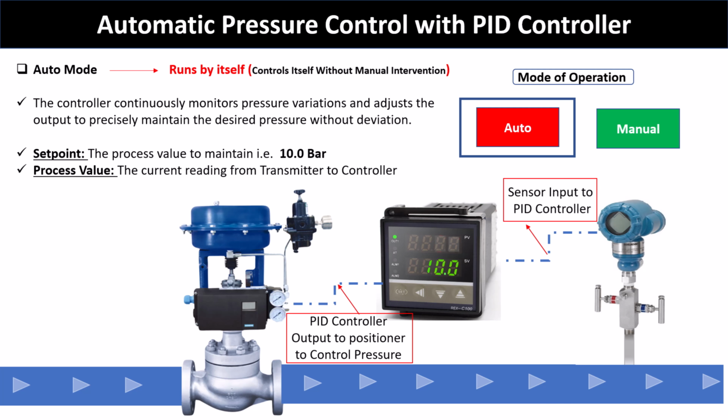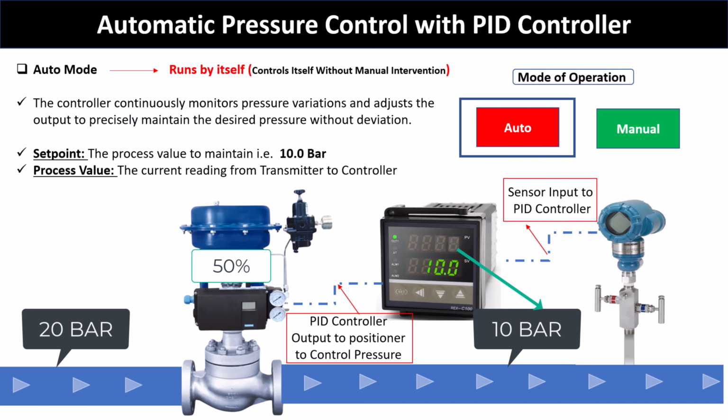I'll explain PID tuning later, but for now, just look at how precisely the PID controller maintains pressure compared to manual control. For example, the set point is 10 bar. Watch how smoothly the controller keeps it stable. If the pressure drops to 9.9 or 9.8 bar, the control valve slightly opens to bring it back up. When it reaches 10.1 bar, the valve slightly closes by just 1%, ensuring perfect control. This is the power of PID automation. No constant monitoring, no manual adjustments, just precision at its best.